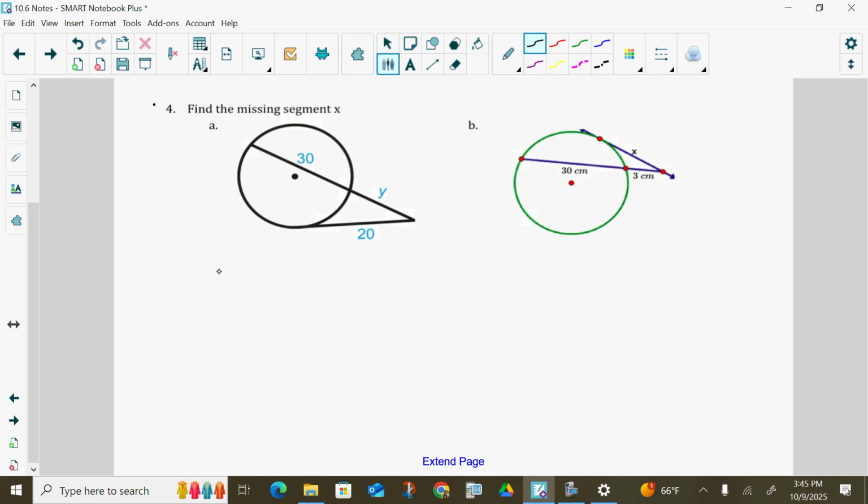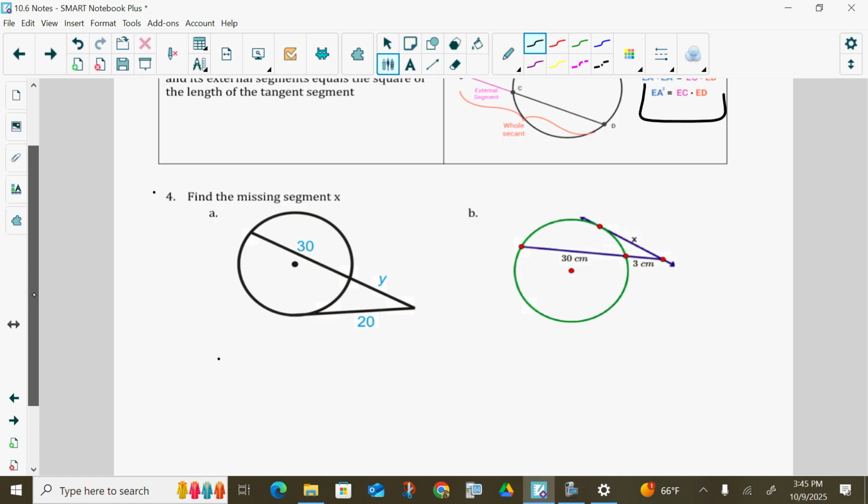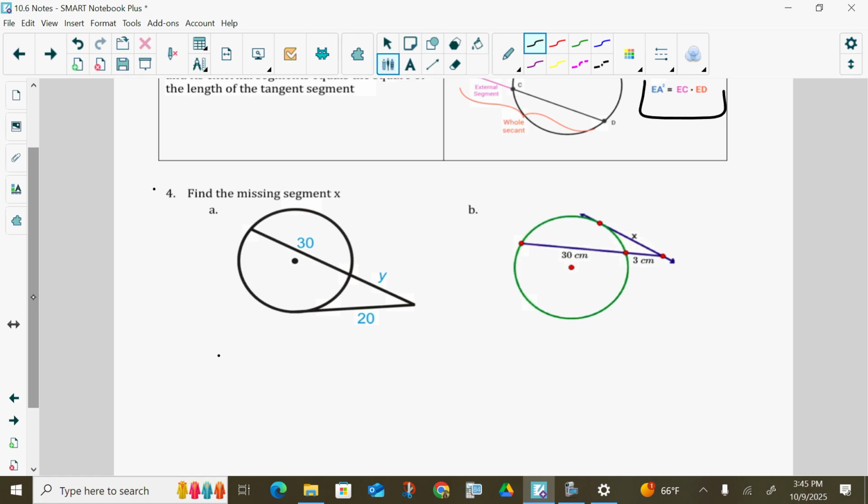If I scroll up just enough for you to still see that equation, I see that I need to take my tangent segment and square it. My tangent segment is x in this case. So I take x squared and set that equal to the outside of my secant, which is 3, times my entire secant.